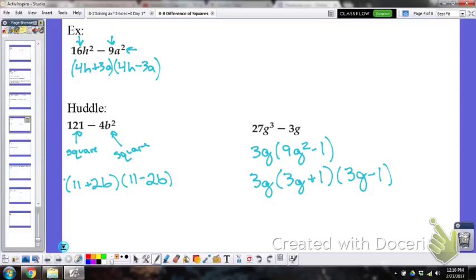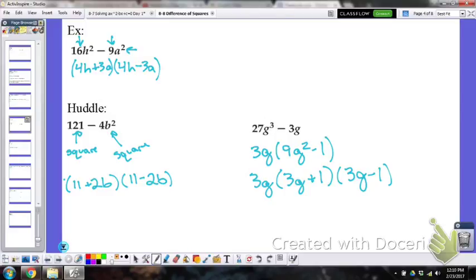We have 27g cubed minus 3g. If you notice, both of these have a factor of 3g, so we can factor out a 3g here. It's a GCF, so we can factor it out. And that leaves us with 9g squared minus 1.